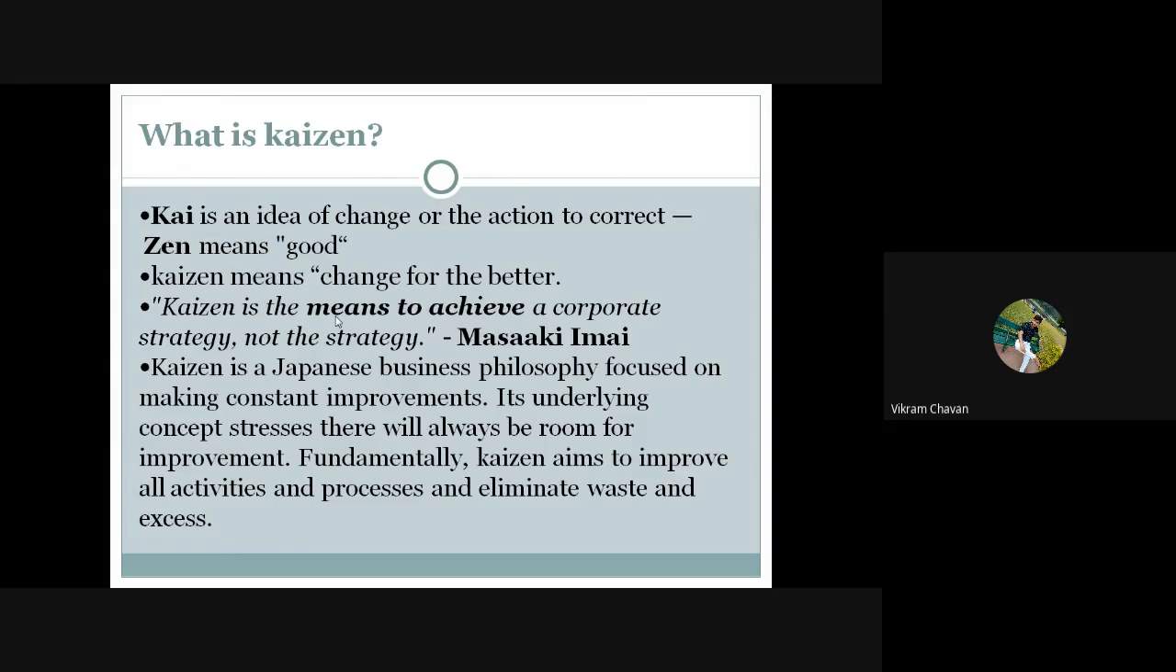Next point: Kaizen is a Japanese business philosophy focused on making constant improvements. Full stop.